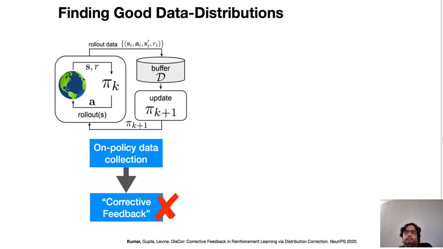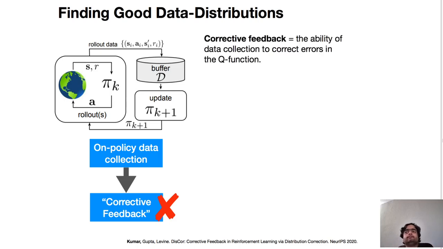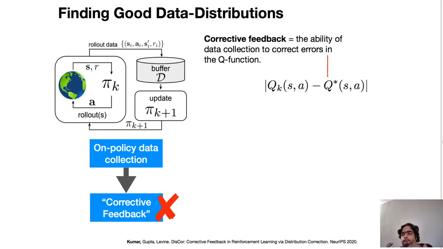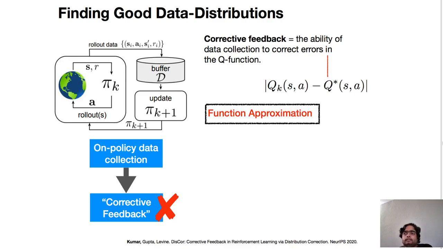What is corrective feedback? Corrective feedback is the ability of data collection schemes to correct errors in the Q function, so as to reduce Q minus Q star, where Q star refers to the optimal Q function. Some notion of that. And it turns out that when you apply function approximation, which means you are using neural networks, on-policy distributions may not be that good in terms of error correction, because of an issue that we'll talk about next.